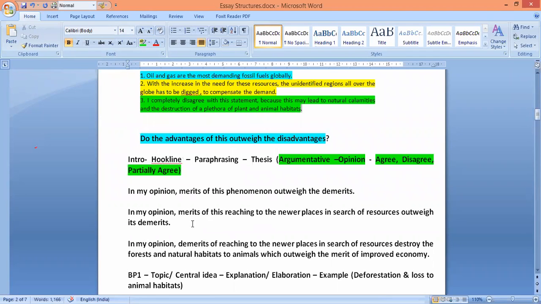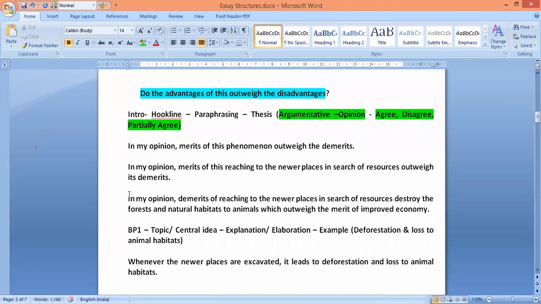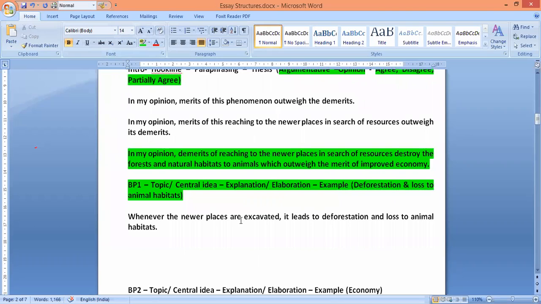Where was the opinion? In the introduction? Yeah. So where will be your main paragraph? BP1. So that's the only difference. So wherever we are favoring the situation, that should come close to the conclusion, the opinion. Yes. And it's only these two.